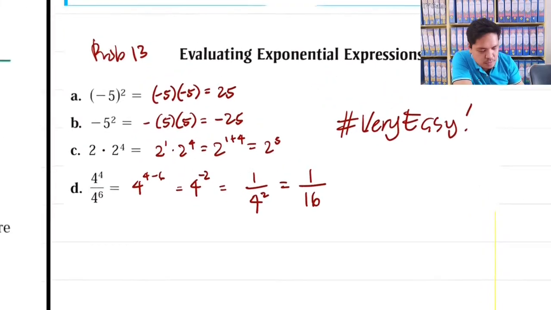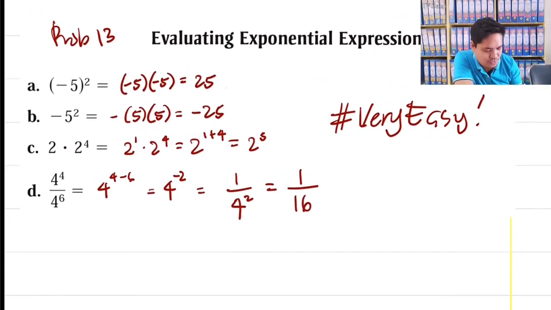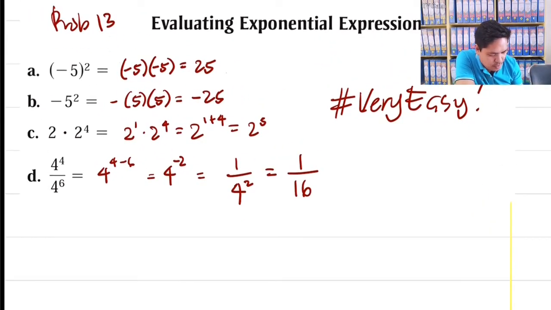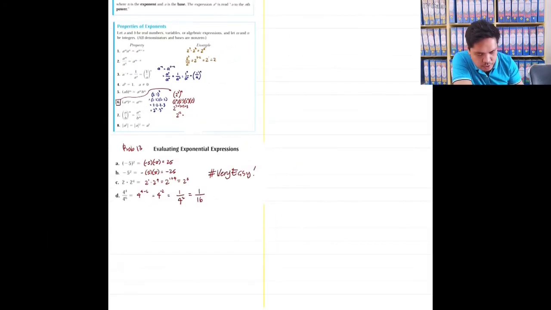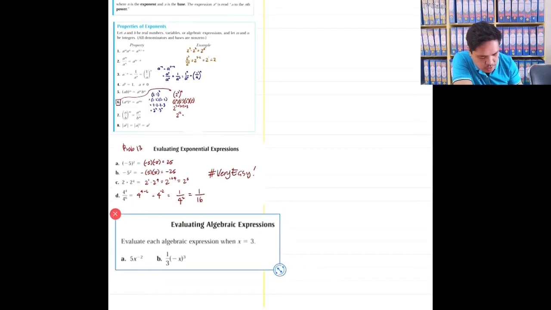Wala bang mas mahirap nito? For you? Baka pag mahirap, di na tayo maka-answer. So, okay na tong madali. Ayan. So, let's try another one. I think may space pa sa baba. Ayan, may space pa nga.